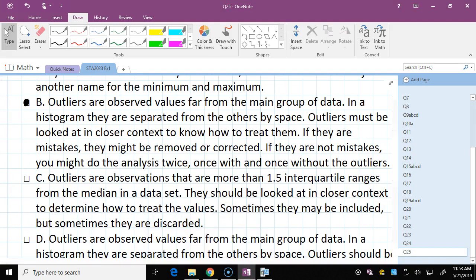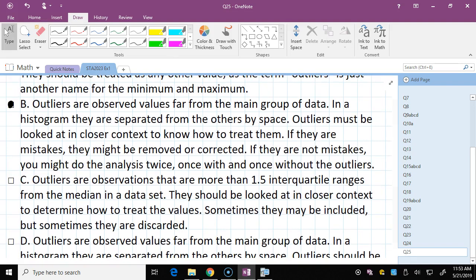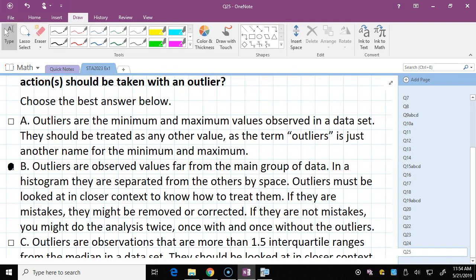Now, the other one that comes close is outliers are observations that are more than 1.5 interquartile ranges from the median. That's a lot of information for someone that does not know statistics. That's tough to swallow for someone that'll be like, what's an interquartile range? What do you mean by a median? And then obviously the first one, it's just silly nonsense.